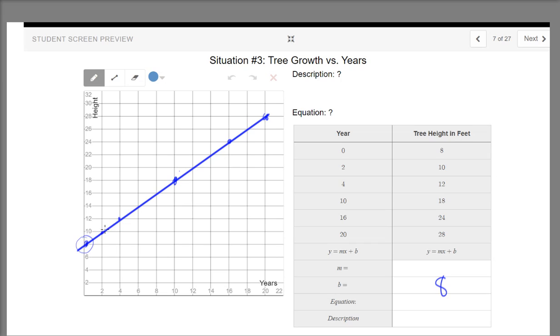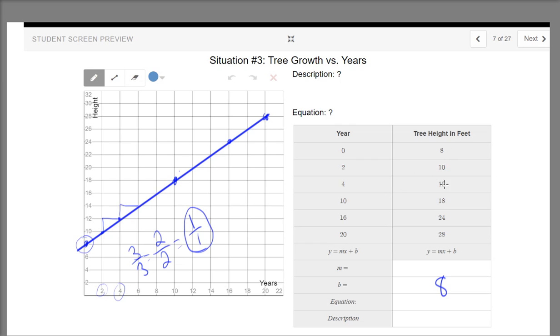These are nice intersections. So it changed from 10 to 12. It changed by 2, from 2 to 4 is 2. It's not over 1. So it went up 2 and we run 2. So the rise is 2, the run is 2. So it grew 2 feet in 2 years. But we don't say it in 2 years. We say it in 1 year. So it grew 1 foot in 1 year. It's the same thing as 2 feet in 2 years, or 3 feet in 3 years, but we just use the unit. So we grew 1 foot every year.